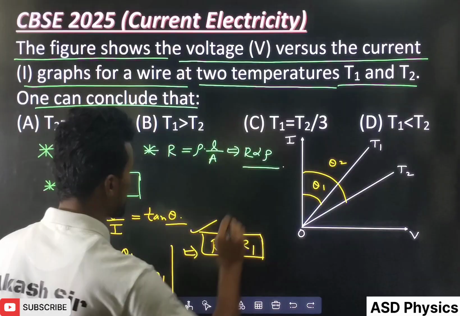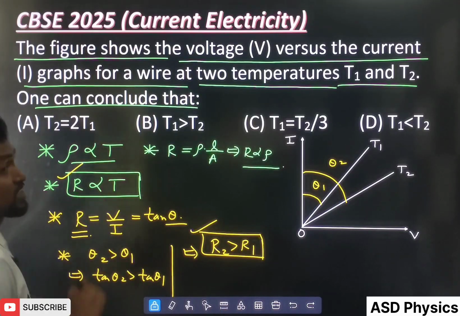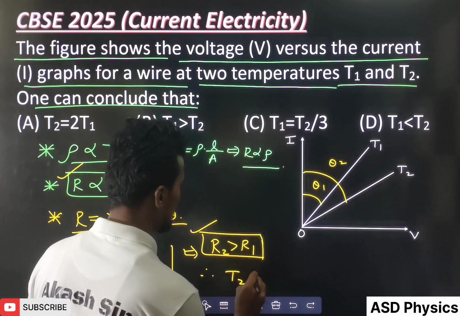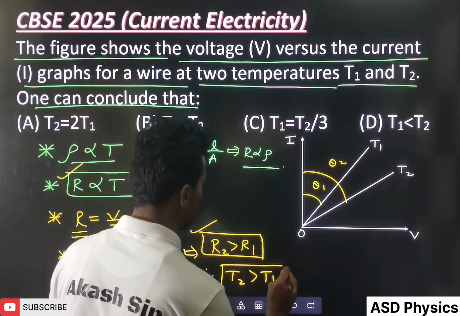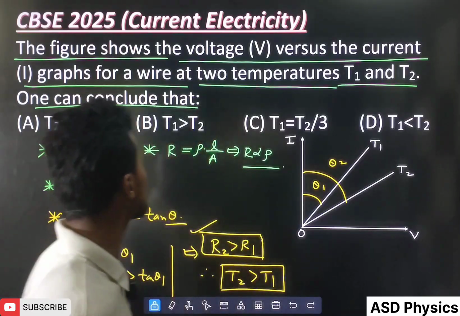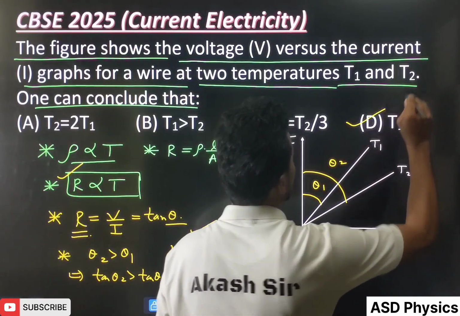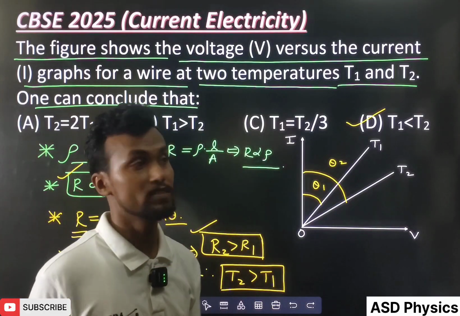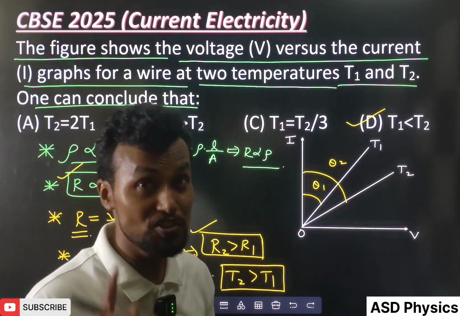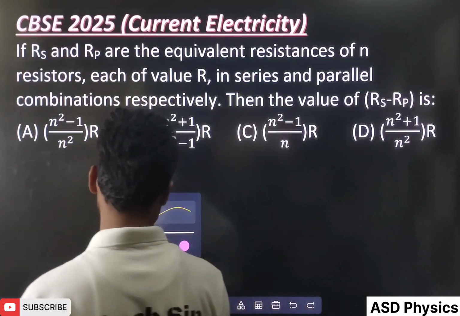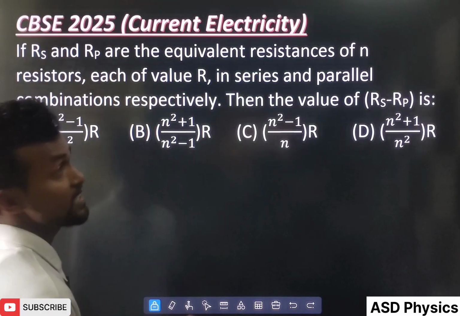So as R2 is greater than R1 and the resistance is directly proportional to temperature, from this I can tell very well that T2 is greater than T1. The temperature T2 is more, T1 is less. That means which option is correct here? You can see very well, the correct option is option D. Remember that for the resistance, we have to see the angle from the current, and for the conductance, we have to see the angle from the voltage, because G equal to 1 by R. Great. Next one is, students, let's see this question from the current electricity again.